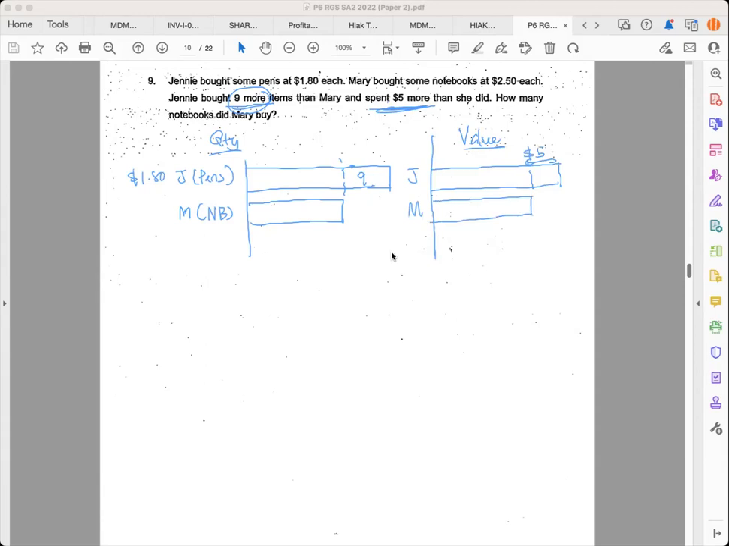Okay. Now, the first thing we do is we need to remove these 9 pens from the quantity so that Jenny and Mary will have the same number of items. The value of 9 pens will be 9 times 180. That gives you $16.20. Let me figure out the price of the notebook. The price of the notebook is $250. Let's put it at $250.